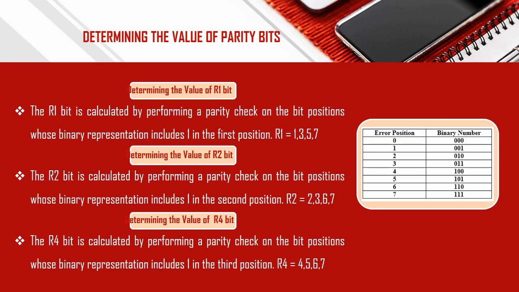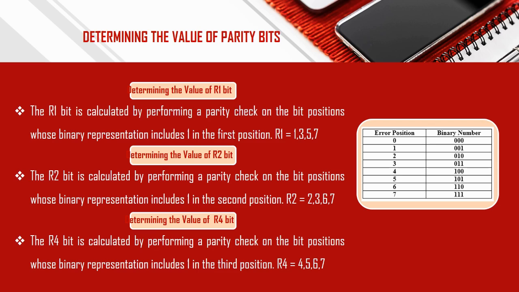And coming to the R4 bit. The R4 bit is calculated by performing a parity check on the bit positions whose binary representation includes 1 in the third position. Looking into the table, we have 4, 5, 6 and 7. The 1 comes in the third position. So R4 can be calculated using the 4th, 5th, 6th and 7th bits.